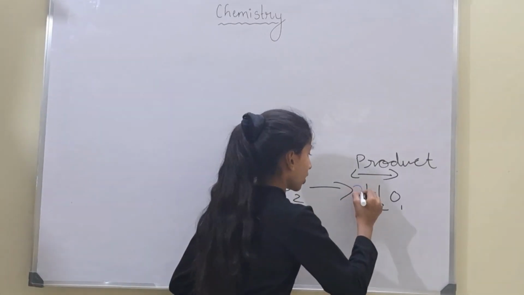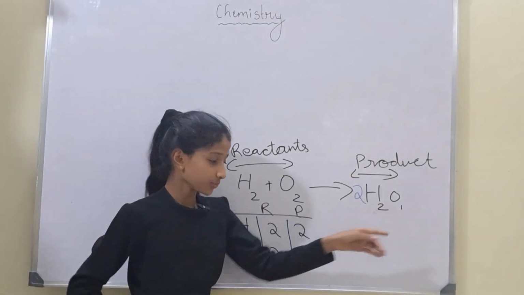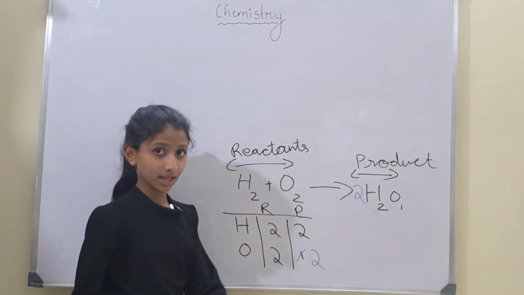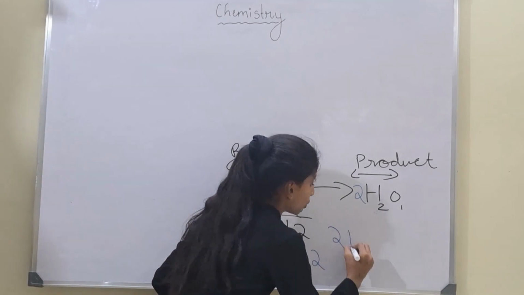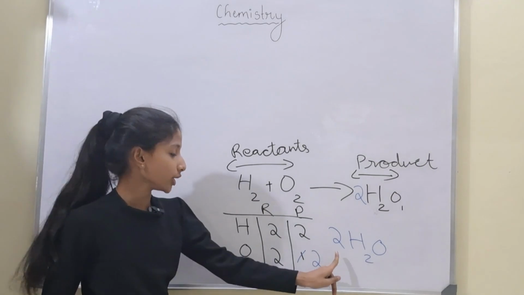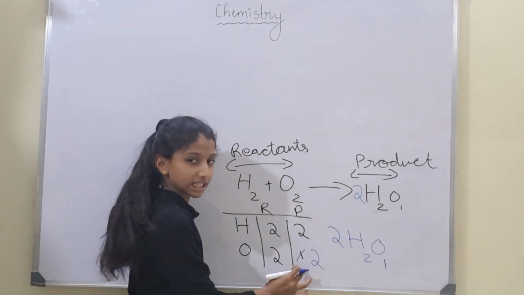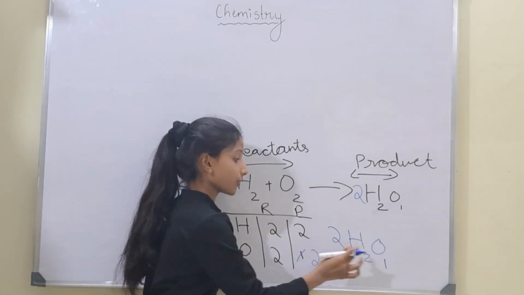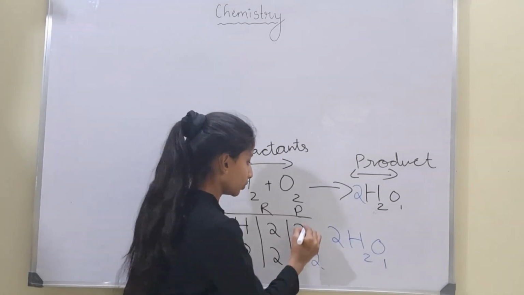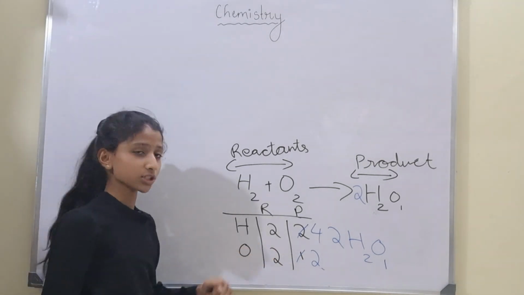So, I'll put a coefficient 2. Now, 2 times 1 equals 2. But as I wrote 2 in front of water, I have to multiply 2 with the subscript 2 also. First, 2 times 1 gives 2. As I wrote it in front of this whole compound, I have to do 2 times 2, which gives you 4. Now, oxygen is balanced. Is hydrogen balanced?